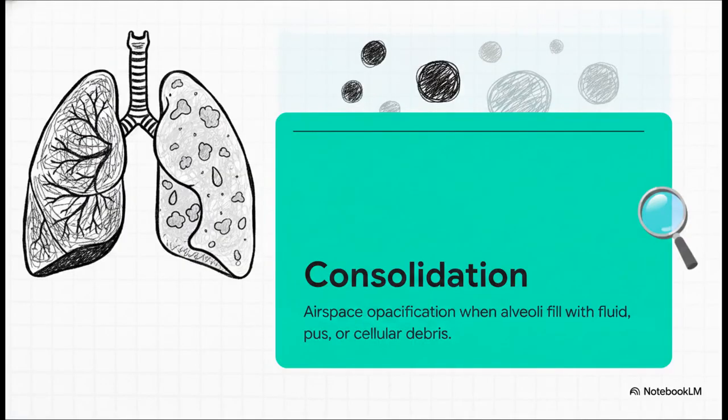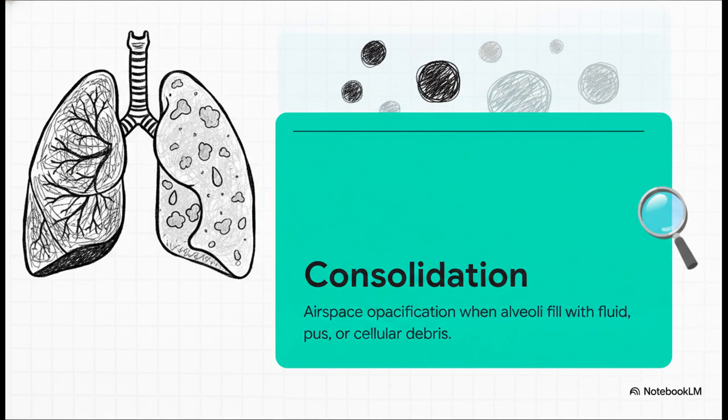Before we can play detective and figure out what specific bug is causing an infection, we have to know what an infection actually looks like. And that all comes down to one absolutely crucial word: consolidation. This is the cornerstone of pneumonia imaging. So what is it? Consolidation is just airspace opacification.